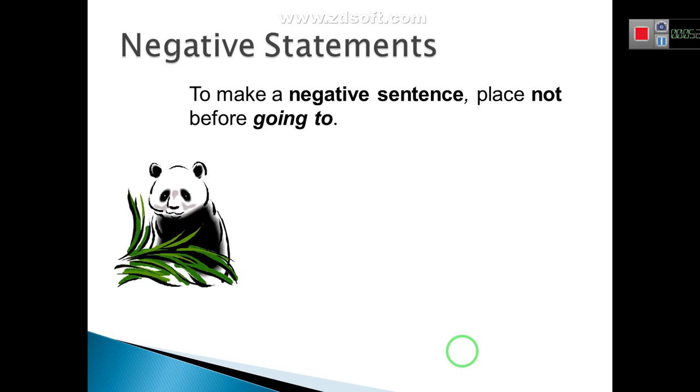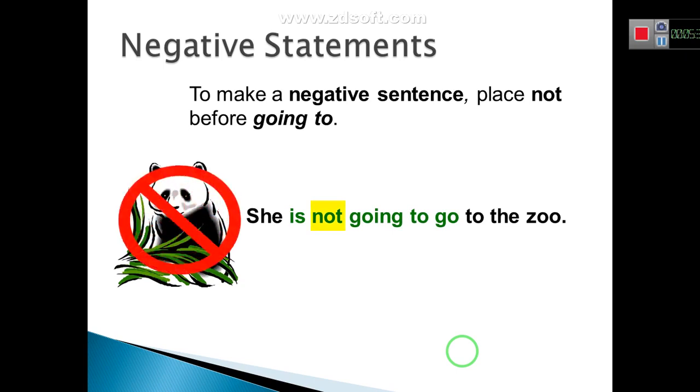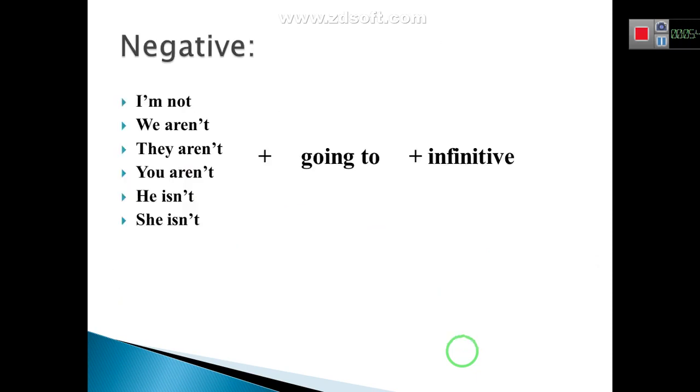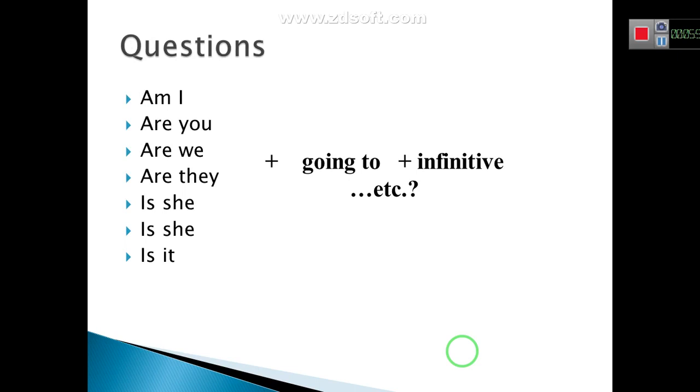Okay, to make a negative sentence in future plans with going to, place not between verb be and going to. That's all. Look at the example. She's not going to go to the zoo. She is going to. She is not going to. They are not going to take. They are going to. They are not going to. It means what? I am not, we are not, they are not, you aren't, he isn't, she isn't. We use going to plus the infinitive and the rest of the sentence.